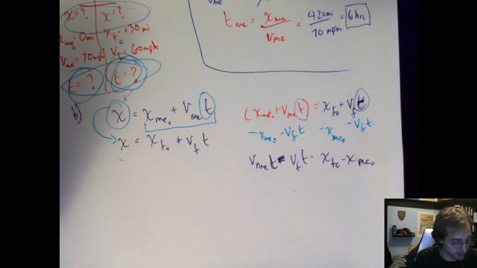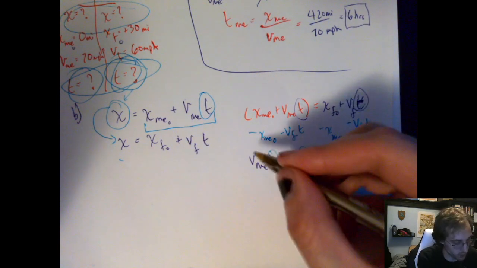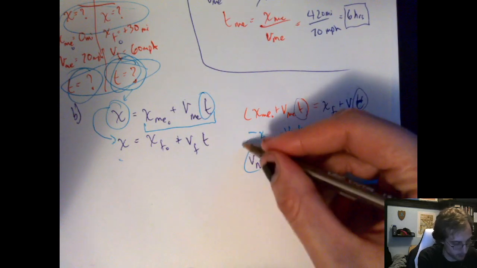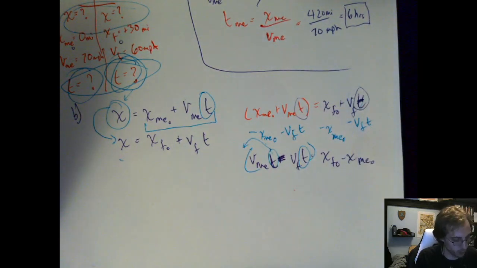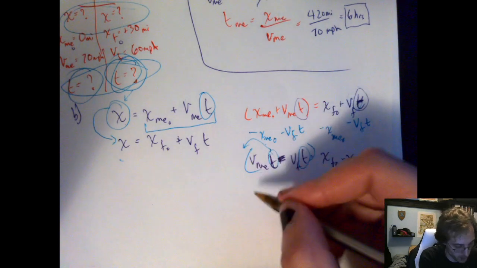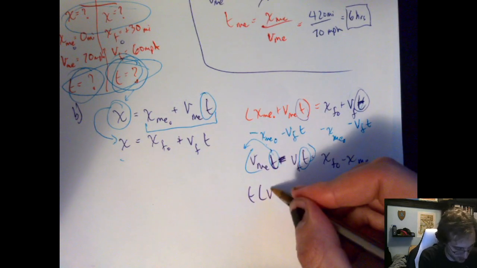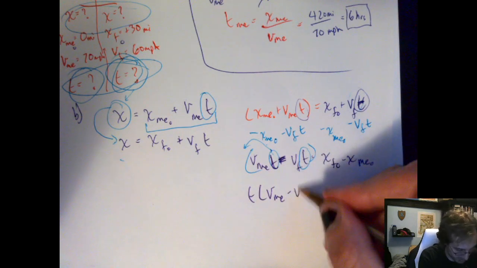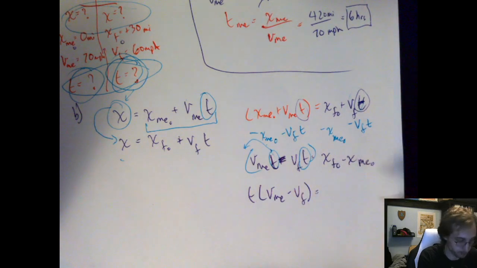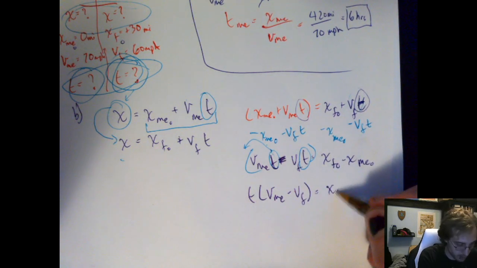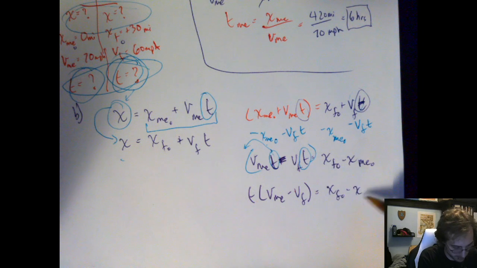From here, we need to factor. Both of these have a time, so I can take this and pull time to the outside. And when I do that, what it'll look like is that time times the velocity of me minus the velocity of my friend will equal the position of my friend minus the position of me.